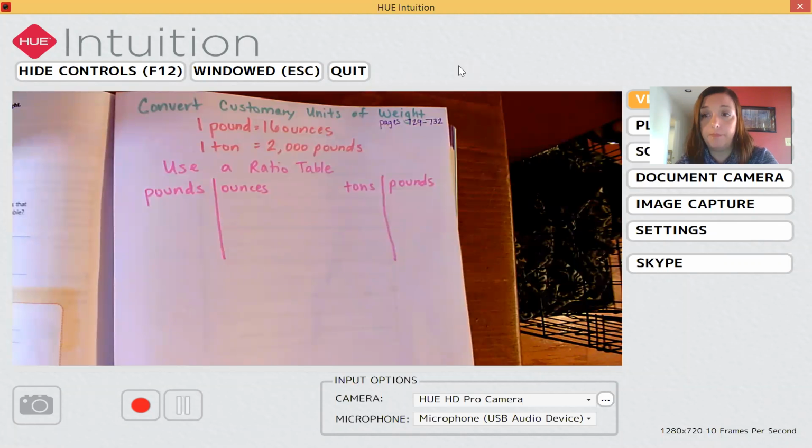Yesterday we talked about the different units of weight that we use in the customary system, and today we're going to talk about how you can convert customary units of weight. So we're going to be using pages 729 to 732 for this lesson. So you're going to want to get that ready.